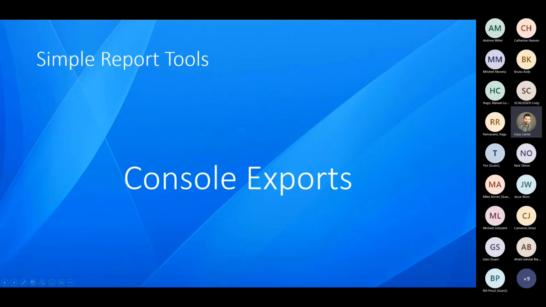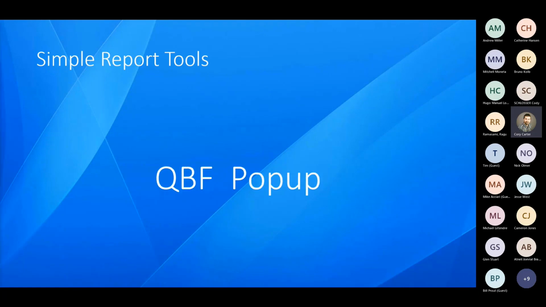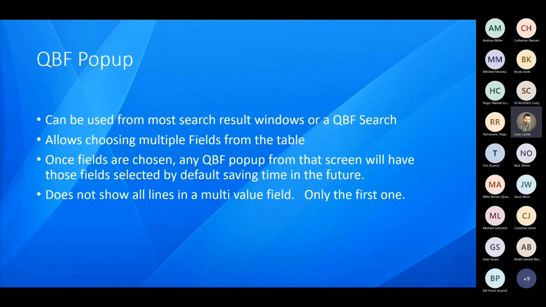So console exports are one of the simple reporting tools. The next one is the QBF pop-up. The QBF pop-up can be used from most search result windows. So when you search for a list of work orders and bring up 100 work orders and you can scroll through them, you can use the QBF pop-up to get those work orders into a list.